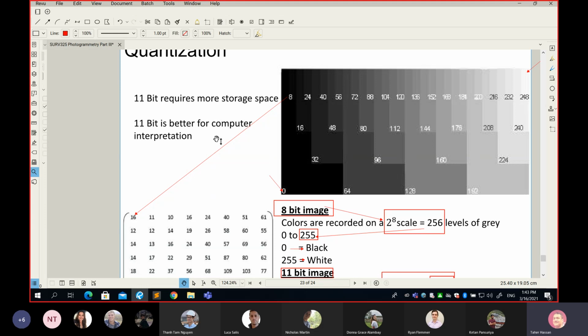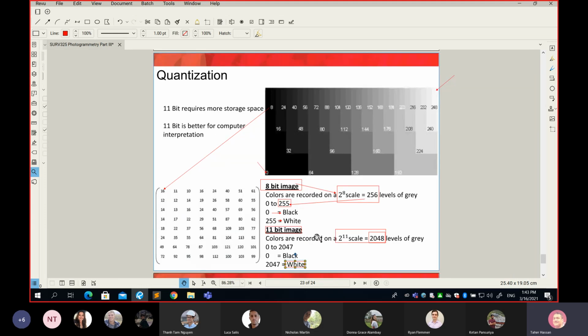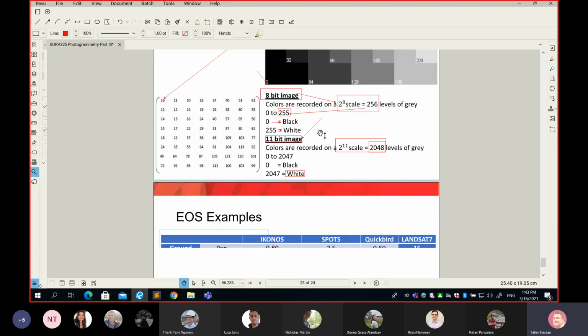So this is fantastic. The 11-bit scale is fantastic when I do the interpretation using a computer, while if the interpretation is done using human eyes, it doesn't matter. I need to remind you that if you store your image on an 11-bit scale, it requires more storage. It will take, for example, 10 megabytes, while if I store it on an 8-bit scale, maybe it will take 6 or 7. So it requires more storage.